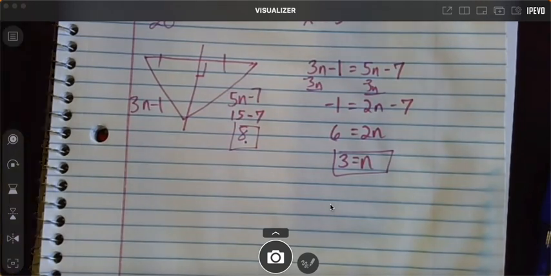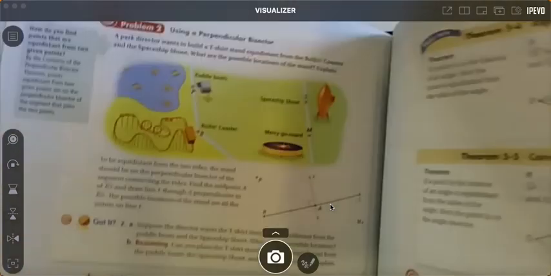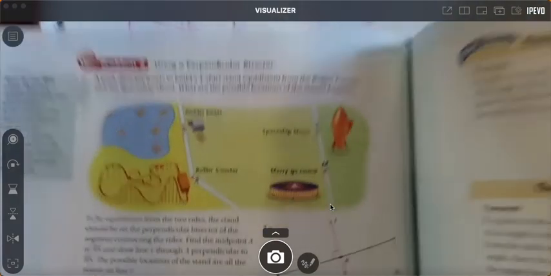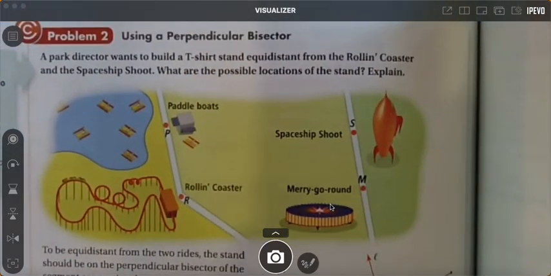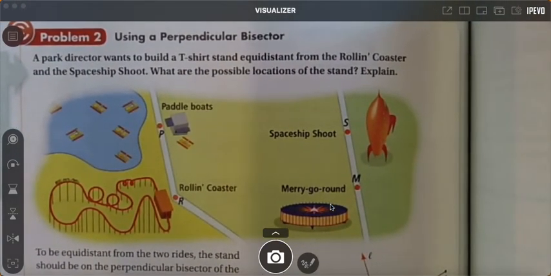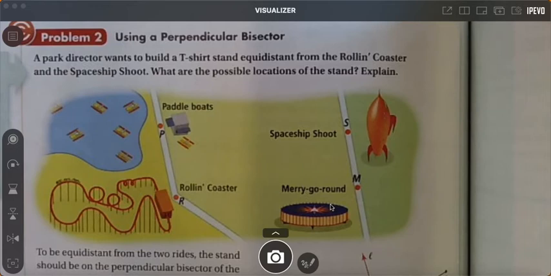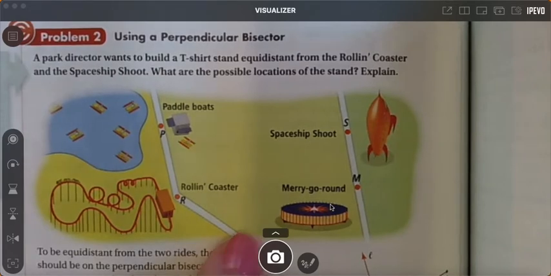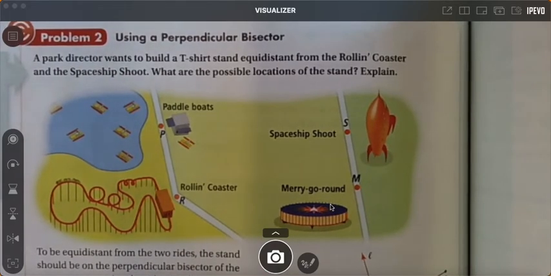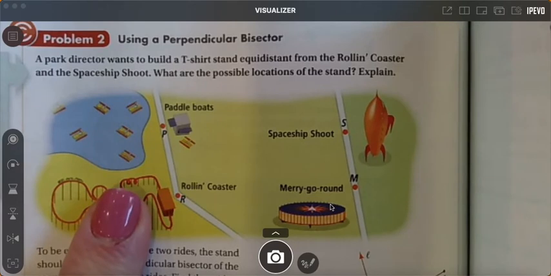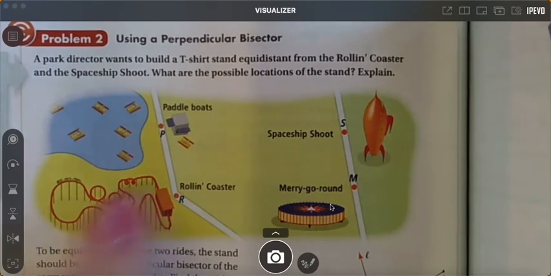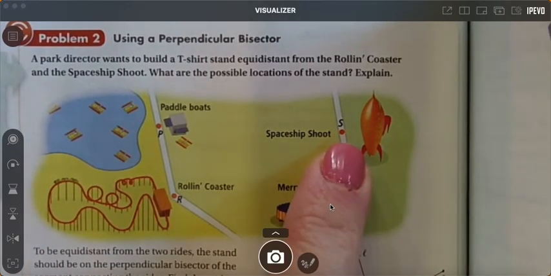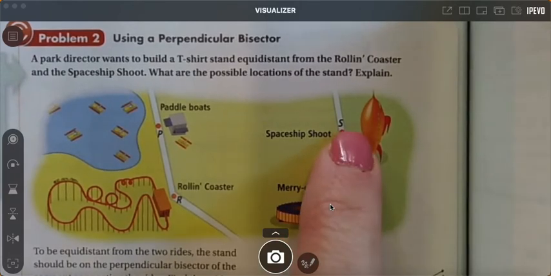This one says, all right, they give us a picture. So I think there's one on your test like this where they'll give you a picture and you just draw on there. They want to build a t-shirt stand equidistant. What in the world does equidistant mean? Just look at it. Equal distance, okay? So they want a t-shirt stand that is an equal distance from the roller coaster and the spaceship chute. All right, so what are possible locations for this?